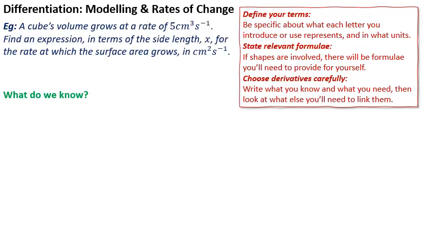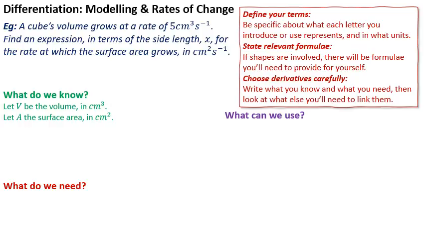What do we know? Well, looking at the question, we're told a few things. What do we need? We've got information in the question about what they're asking for, and what can we use, how we're going to get between those two things. So let's start with the volume. It tells us at the beginning the cube's volume grows at a certain rate, so we'll define the volume to be V, capital V. We'll define the surface area to be capital A. We'll define the time to be T.